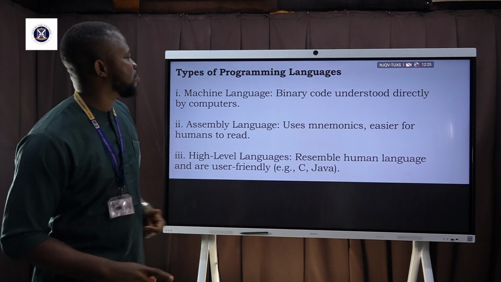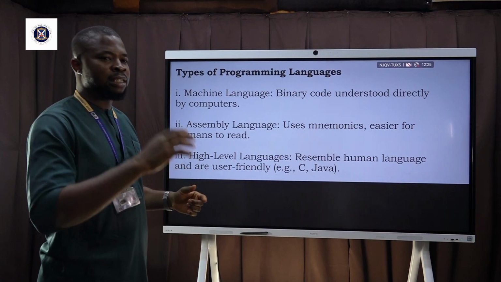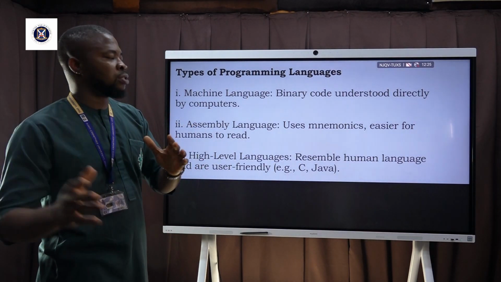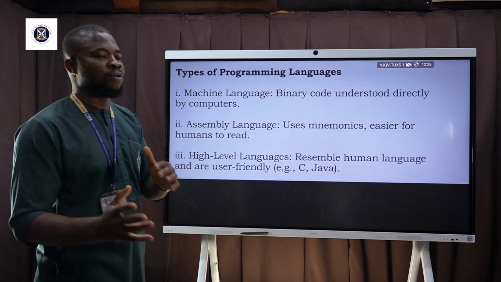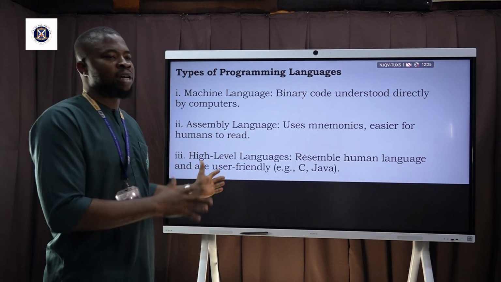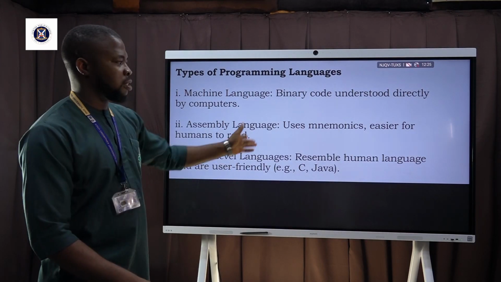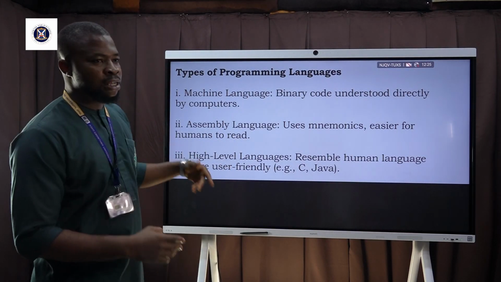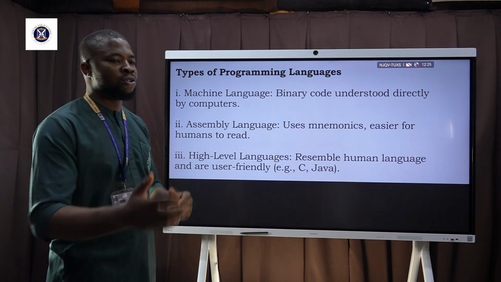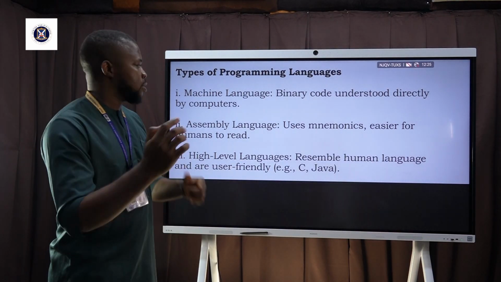So the types of programming, you have machine language. These are codes written in zeros and ones, or English-like codes that are transformed into machine language, that's zeros and ones. Then you have your assembly language, which uses mnemonics, which is easier for humans to read. For instance, you have your add, load 2 into 1, and so on and so forth.